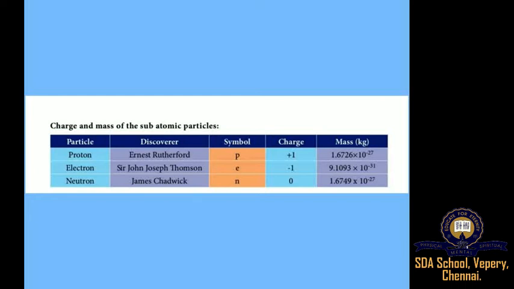Neutron. The discoverer is James Chadwick. The symbol is n and the charge is 0, since neutrons are neutral, right? They do not have any charge, so it is 0. Mass is 1.6749 × 10^-27 kg.